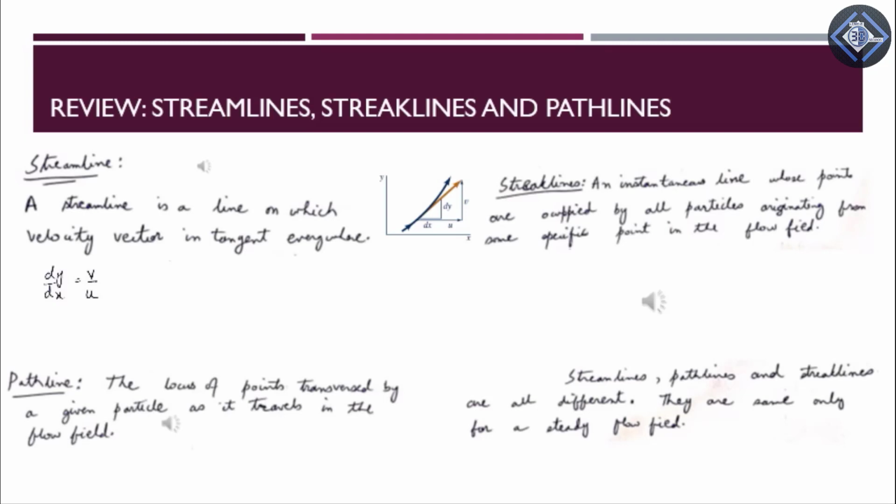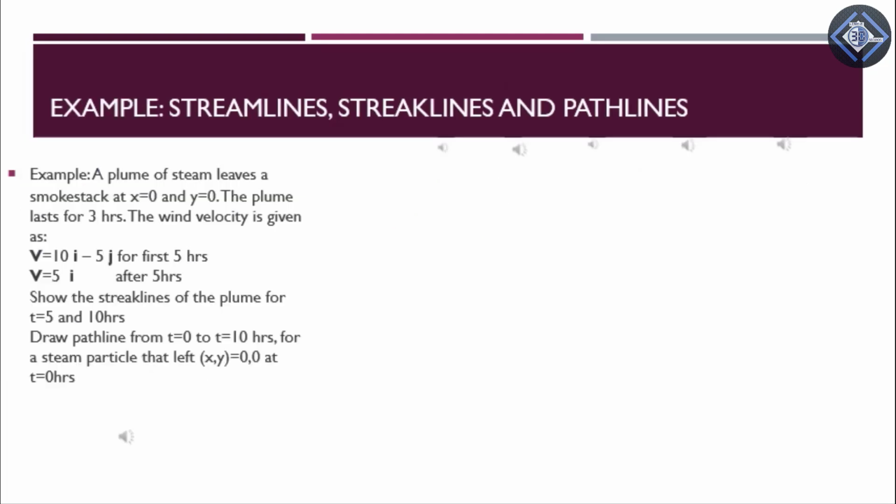So at every point we have a particle, and all these particles have originated from one location but maybe at different times. A line joining all these particles that have passed through one specific location is called a streakline. Also, if the flow field is steady, streamlines, pathlines, and streaklines are all the same. They are only different if the flow field is unsteady. So we have an example that will help us understand streamlines, streaklines, and pathlines a bit more.